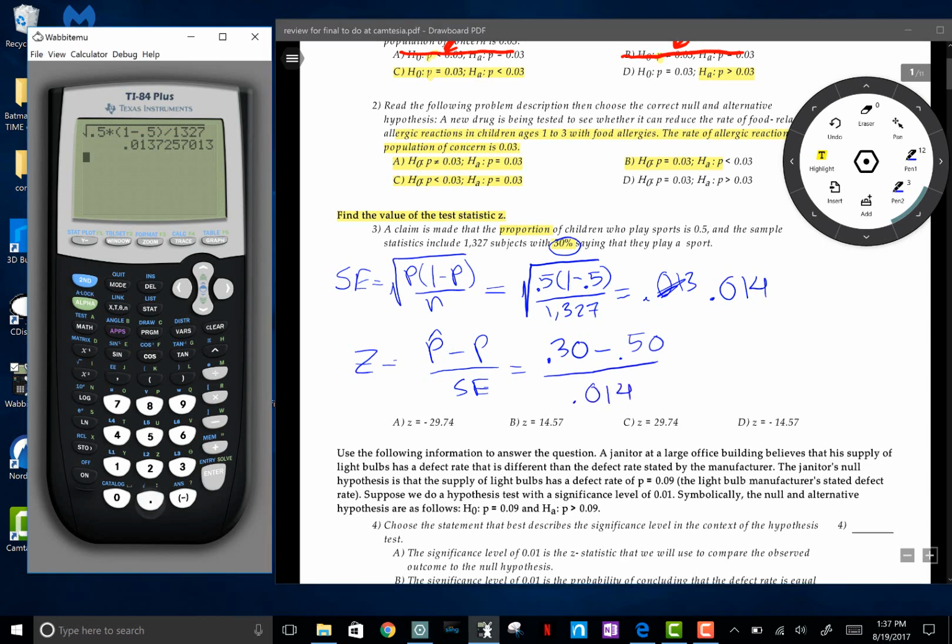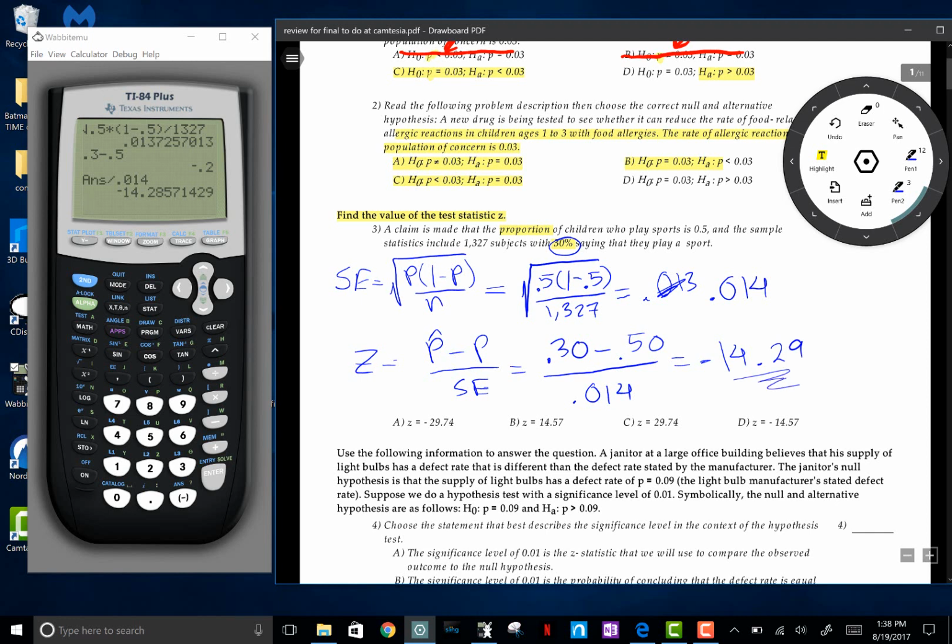So now if we do 0.30 minus 0.50, that will give us negative 0.2. And then we divide that by 0.014. And we get negative 14.29. So this is our z value.